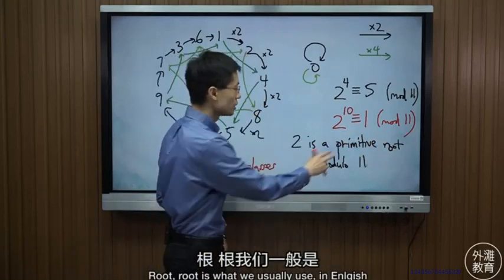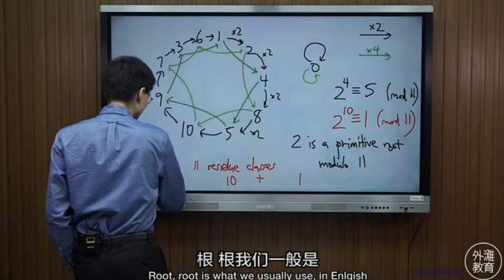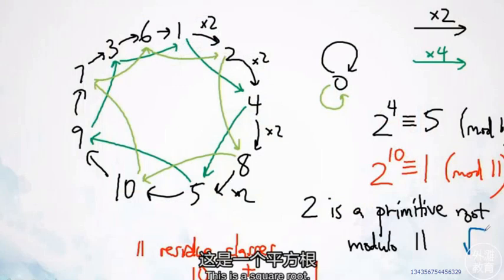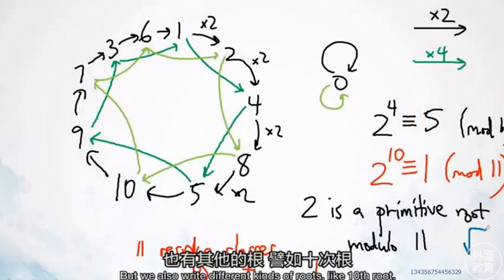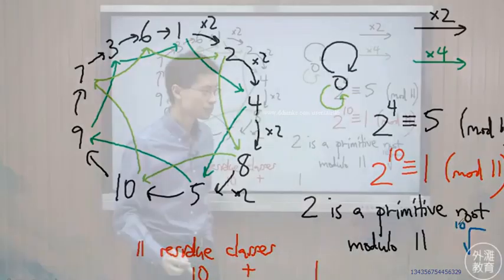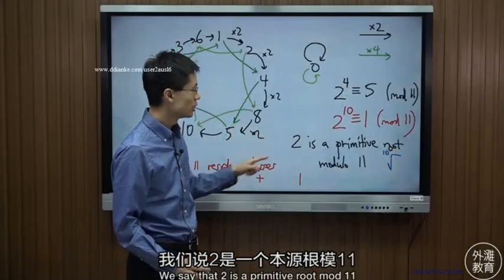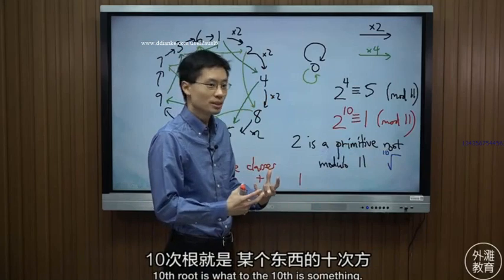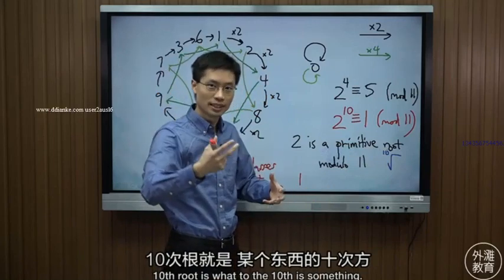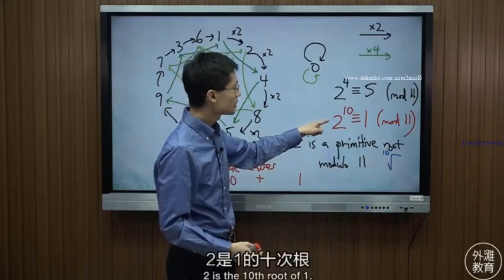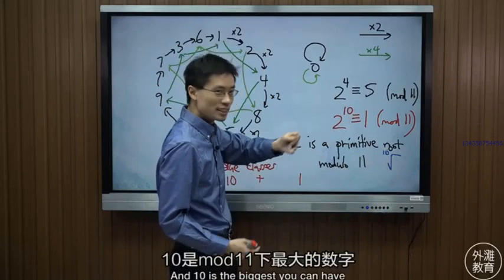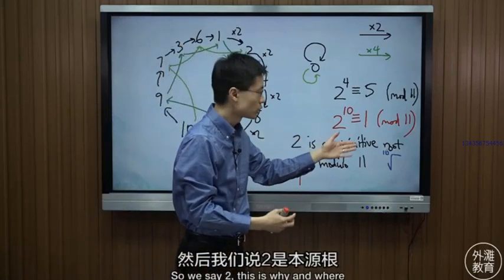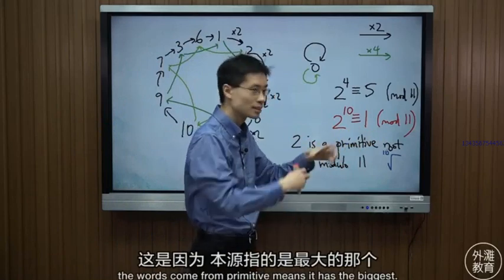Root. In English, we use root to talk about things that look like this. This is a square root. But we also write different kinds of roots, like 10th root. We say that 2 is a primitive root, mod 11, because if you think about what 10th root means, 10th root is like what to the 10 is something. 2 is the 10th root of 1. And 10 is the biggest you can have because that's the size of the cycle. So we say 2, this is where the word comes from. Primitive means it has the biggest.